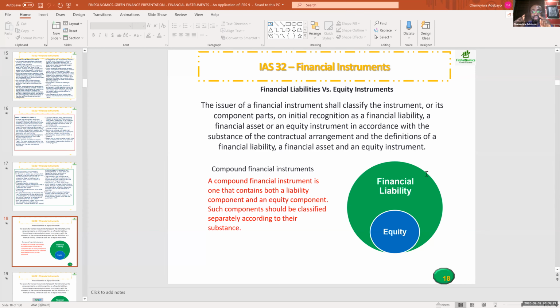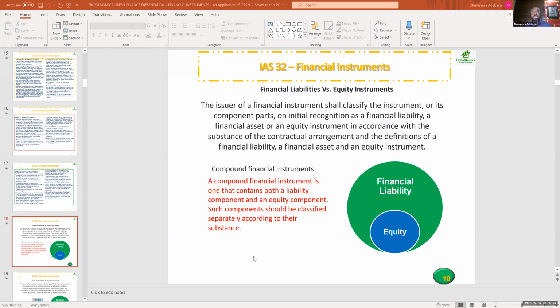But if otherwise is the case, such will not be considered a compound instrument. If the conversion rate will be determined at the settlement date or maturity date, which means it is variable in nature rather than fixed, therefore such will not qualify as a compound instrument. Rather, it will be expressly classified as a financial liability.